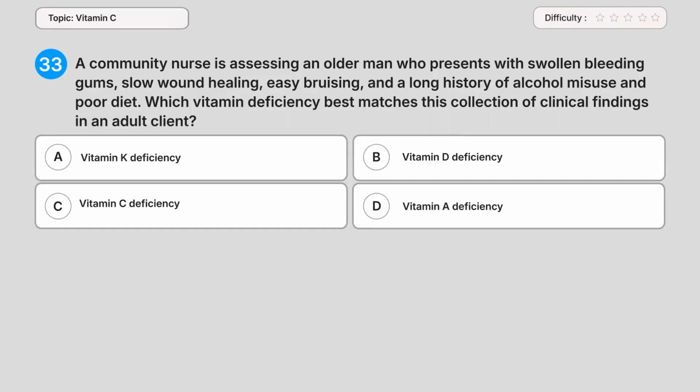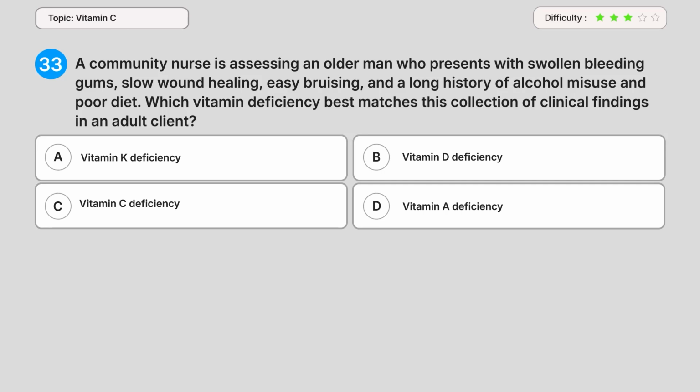33. A community nurse is assessing an older man who presents with swollen, bleeding gums, slow wound healing, easy bruising, and a long history of alcohol misuse and poor diet. Which vitamin deficiency best matches this collection of clinical findings in an adult client?